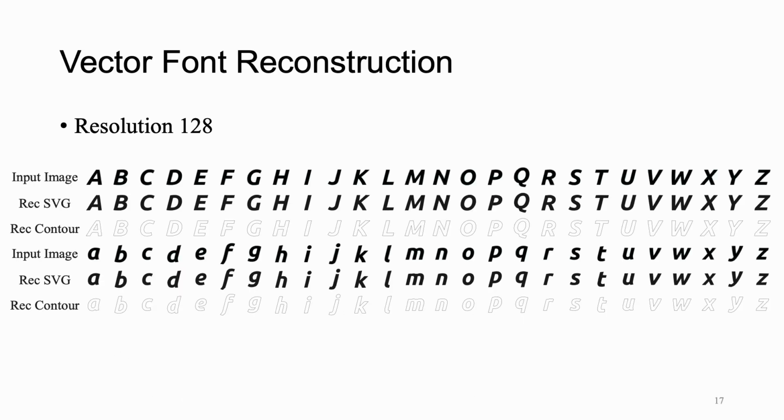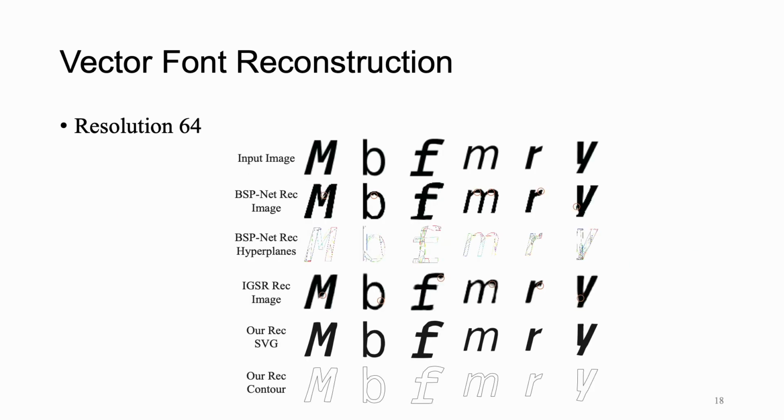This page shows the vector font reconstruction results of our method on the test set and the corresponding glyph contours after post-processing. We compare our method with two other existing SDF representations, BSPNet and another implicit glyph shape representation, IGSR, in TVCG. Since the original image resolution used in these two methods is 64, for fair comparison, we also resize the resolution of our input images and the size of the sampling grid to 64.